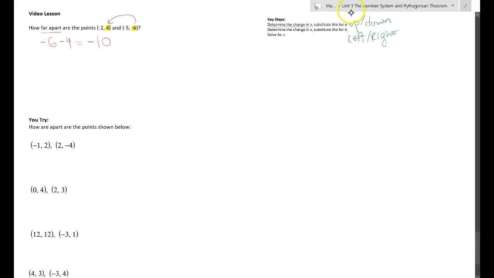Now, step 1 says determine the change in Y. I did that, substitute this for A. Well, let's come over here and do what I do every single time, as I've stressed a million times. A squared plus B squared equals C squared. Well, I need to substitute this for A, so I say -10 squared plus, well, what's my next step? Determine the change in X. Well, my change in X, we'll make it green, why not?